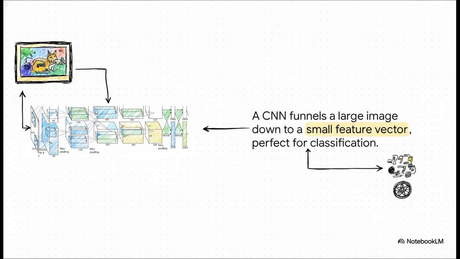Just look at this. This is a classic neural network. You see how it takes this big, detailed image on the left, and then layer by layer, it shrinks it down? It's literally like a funnel, squeezing all that rich visual info into this tiny, dense little package of numbers on the right. For just telling you there's a cat in the photo, this is perfect.